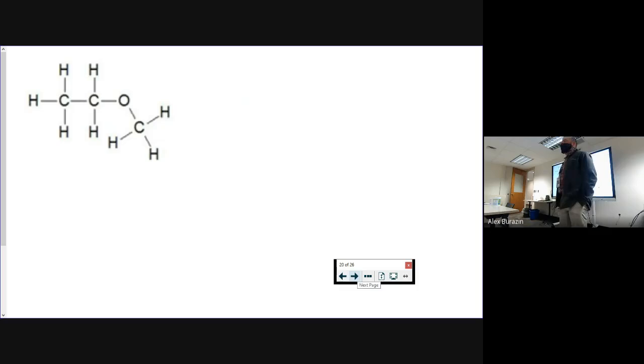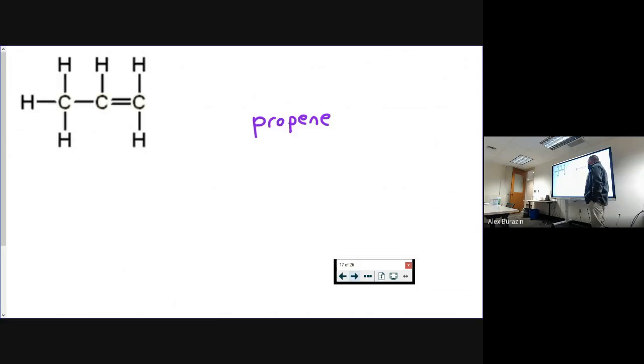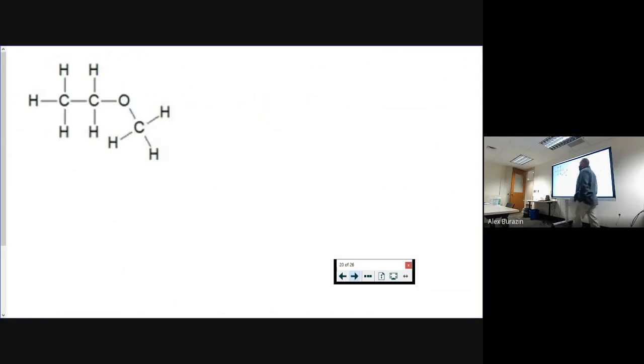Aha, now we've hit the hard spot. Let's go back and look at the rules for this functional group. First off, what functional group is this? This is an ether. So if I go back to the naming rules for ether, identify the prefixes needed for the number of carbons on either side of your oxygen. So we're going to name both sides independently. I've got 2 over here, prefix is eth. I've got 1 over here, prefix is meth.